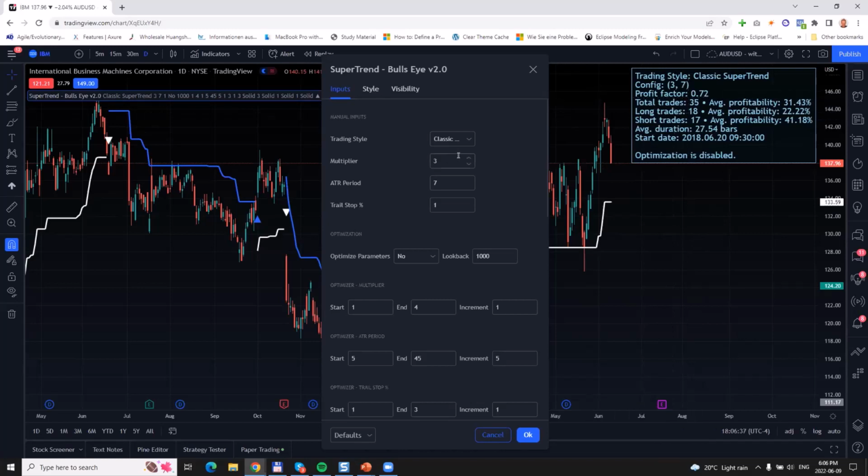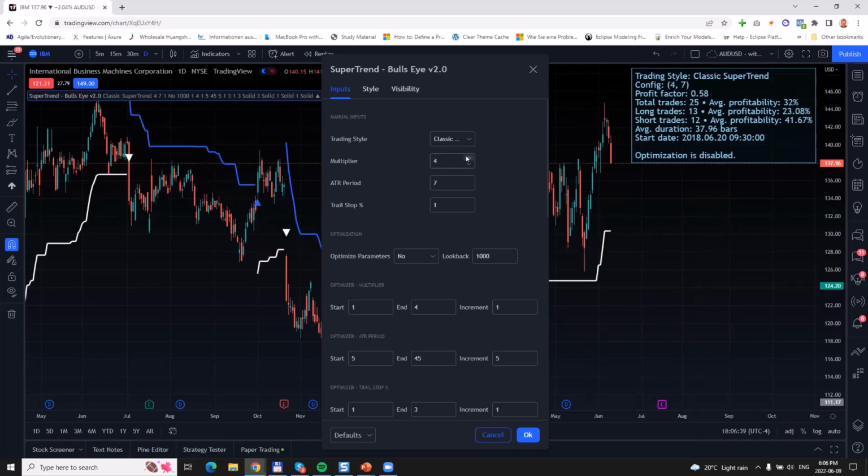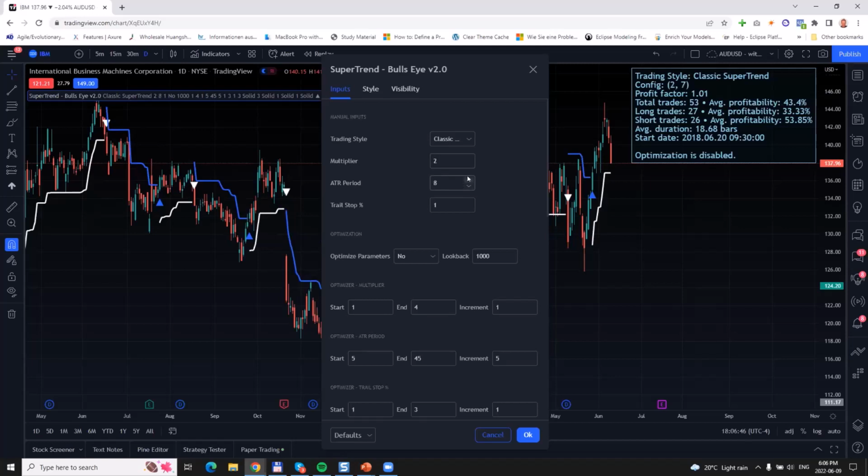Now, if I change these parameters, as you can see here, all these statistics update right away. This makes it very easy for you to find settings which are giving you the best odds when using Super Trend Bullseye. But we have also built in one more function into Super Trend Bullseye, which is an auto optimization feature, which basically means Super Trend Bullseye will find the best settings for you.